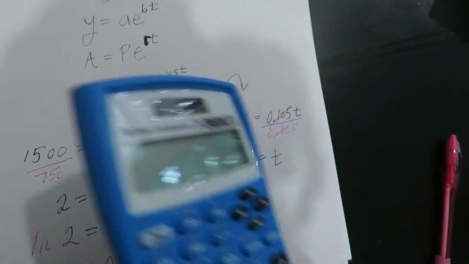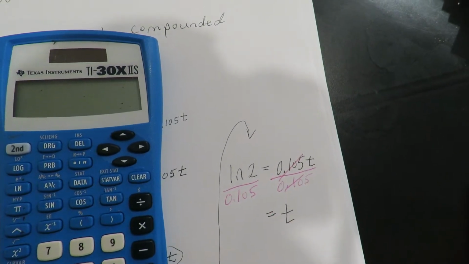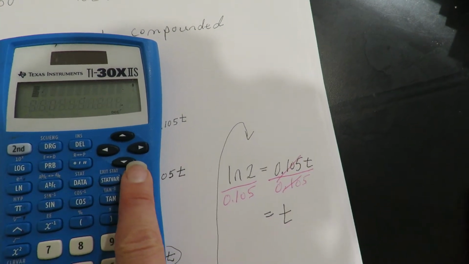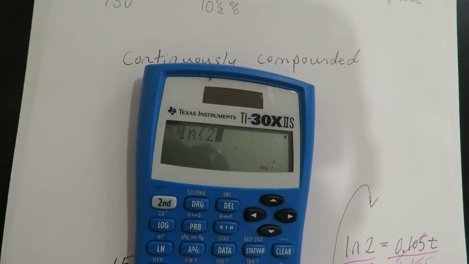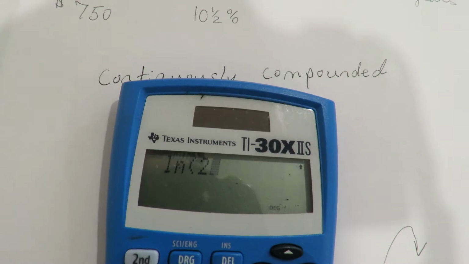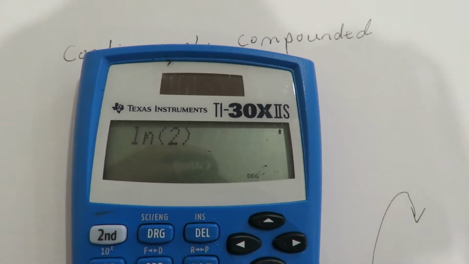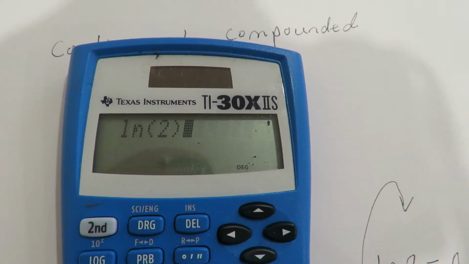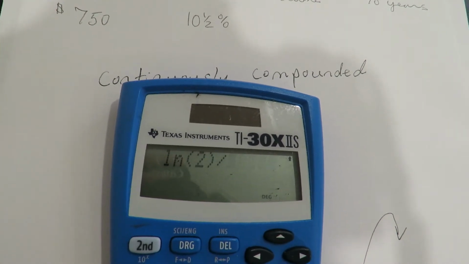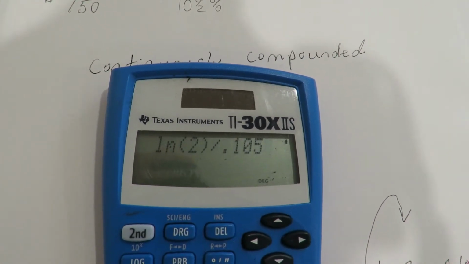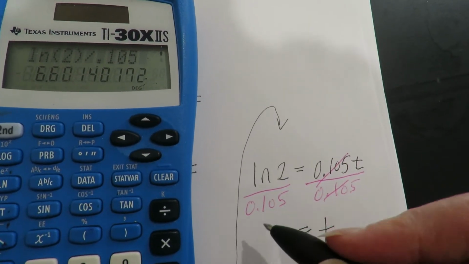Just be careful how you put this in your calculator, because the logarithm will take everything that you put in there if you don't close the parentheses. This is a very common error. So I'm going to do ln of 2. Notice when I do this, I'm going to close the 2. If you don't close it in your calculator, it's going to take everything after it, and you're going to get a different answer. So you just want to take the logarithm of the 2, and then divide it by 0.105. It's going to give you a totally different answer if you don't close the logarithm.